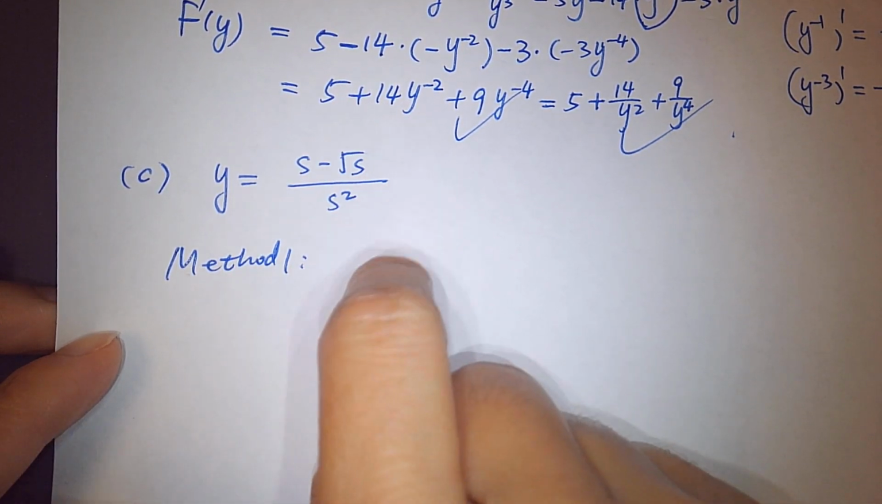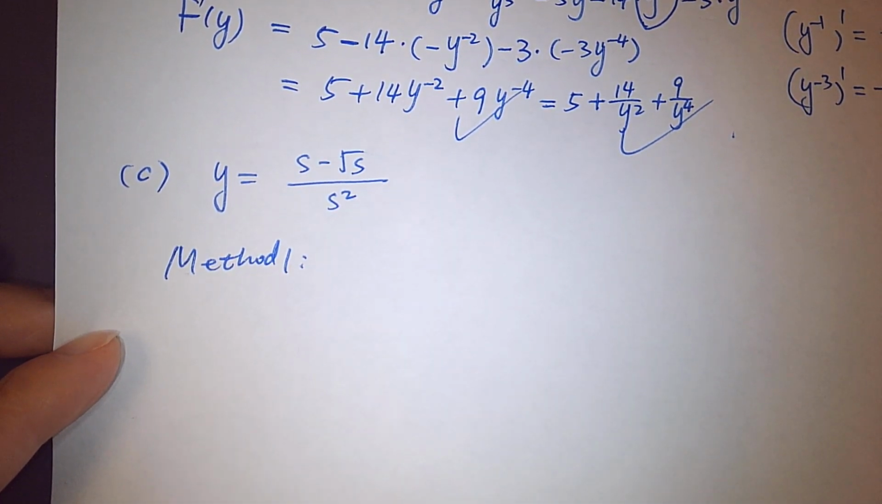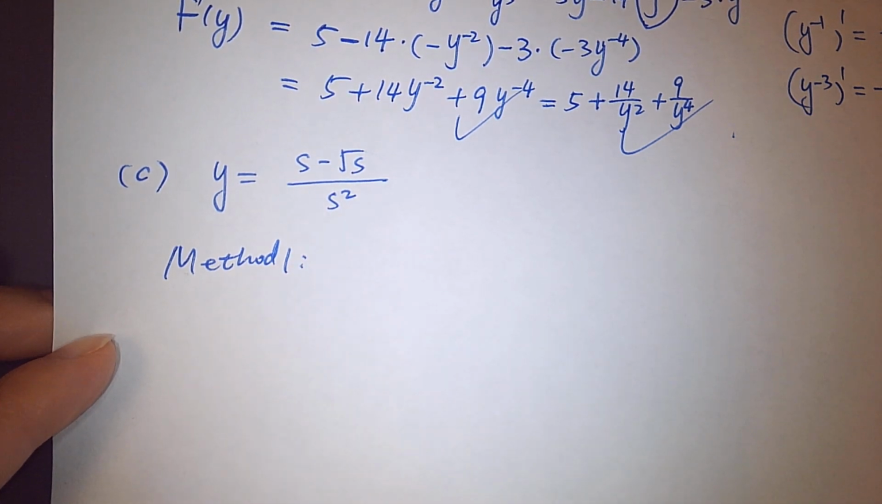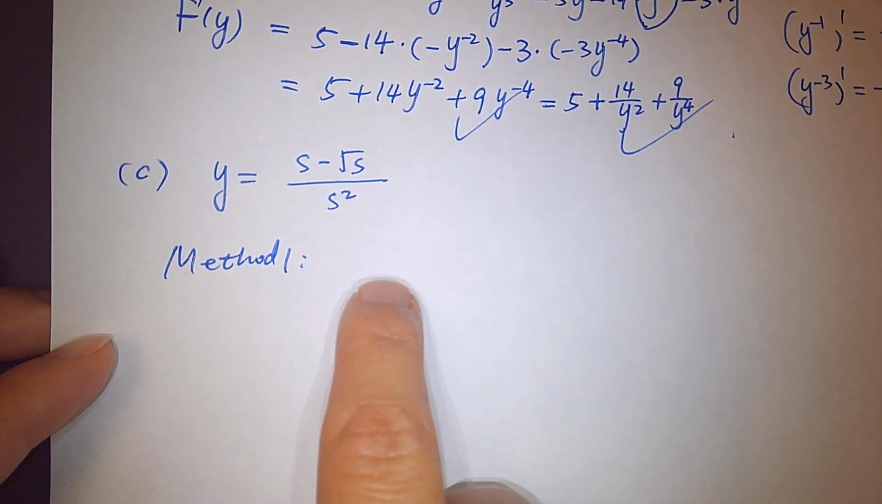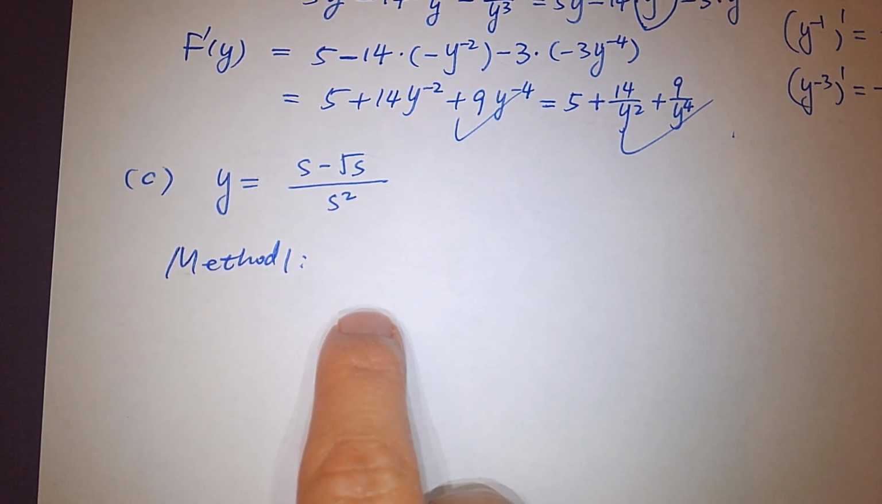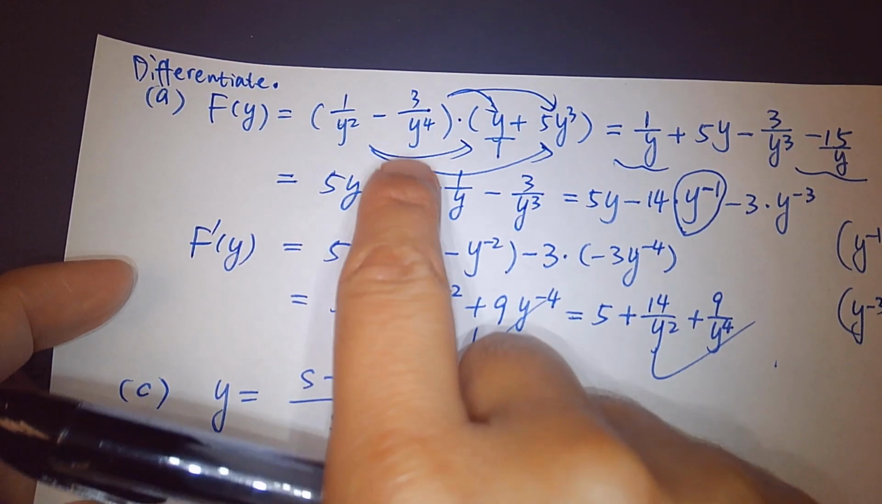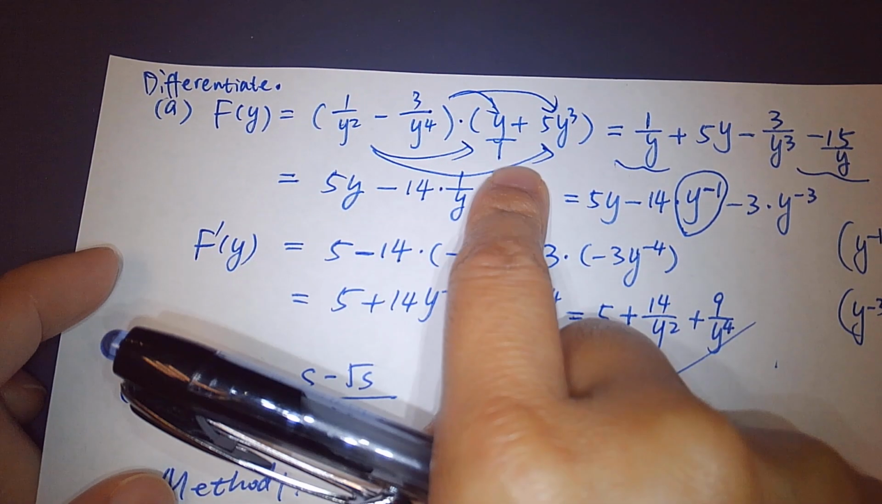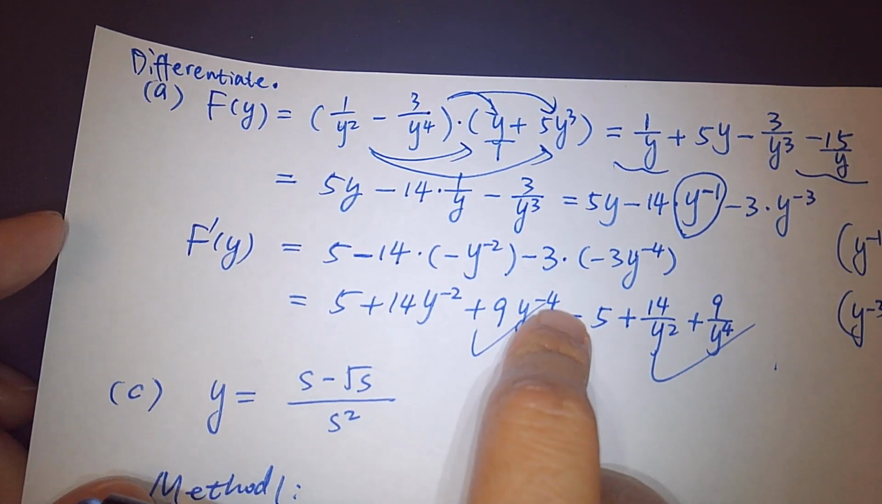Use the quotient rule directly. The second method is what? Simplify first, then differentiate, okay? Which method do you feel is simpler? Have you tried? Yeah, the second method, right? Simplify, just like this question. Simplify first, and then differentiate, okay?